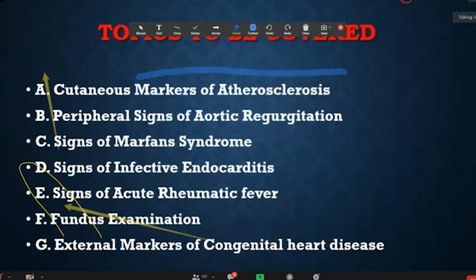disease. I think these are the things which, in all cases of general examination, even as a negative point, we should tell in the examination, like there are no features of this, there are no features of this. In all the cases, we should make it a habit, telling, at least in congenital heart disease, that there are no external markers of congenital heart disease. In the other cases, we should tell no features of endocarditis, no features of rheumatic fever, and so on. So these are the points which we'll cover in the next 1 hour.